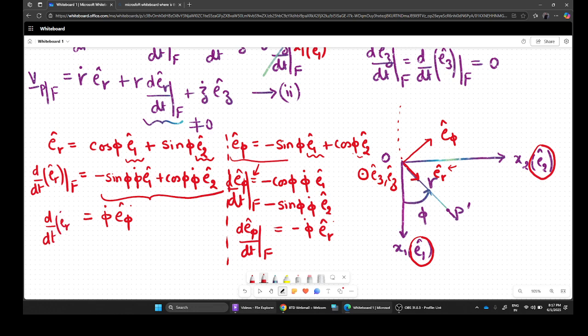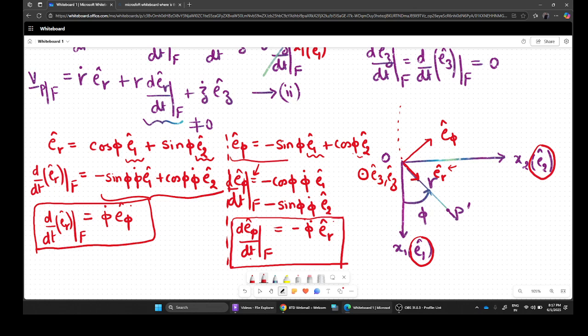we realize that this is nothing but minus phi dot ER. So by mere visualization, we were expecting that the rate of change of ER with respect to f will be non-zero, and also the rate of change of E phi with respect to frame f will be non-zero. Now we have the exact expressions of these rates of change in the two unit vectors. Let me label them as point number 3 and point number 4.